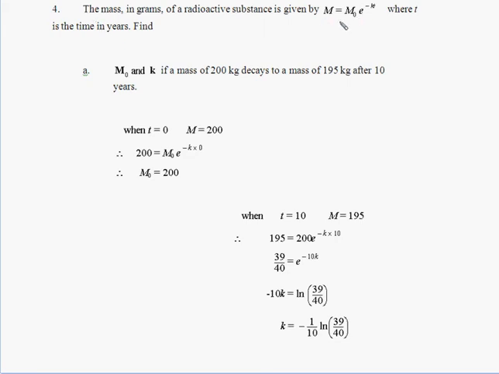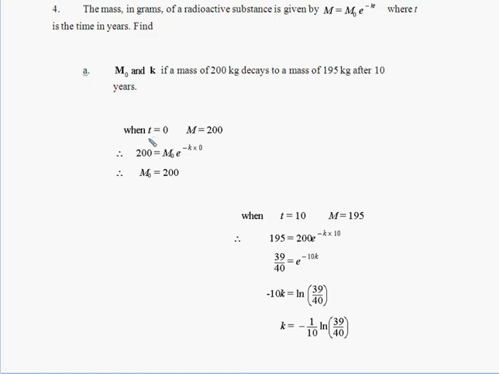In this question again, we've got a decay question because we've got a minus k. So radioactive substance, M equals M0 e to the minus kt. So we want to find M0 and k. We've got 200 kilograms decaying to 195 kilograms after 10 years.